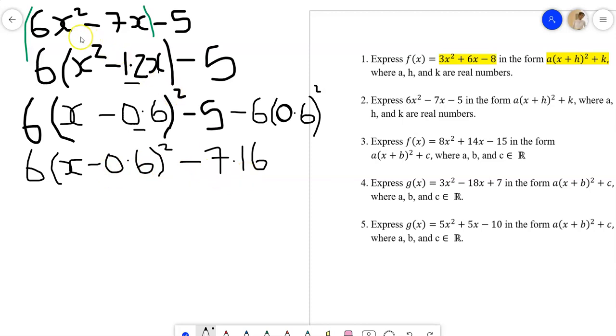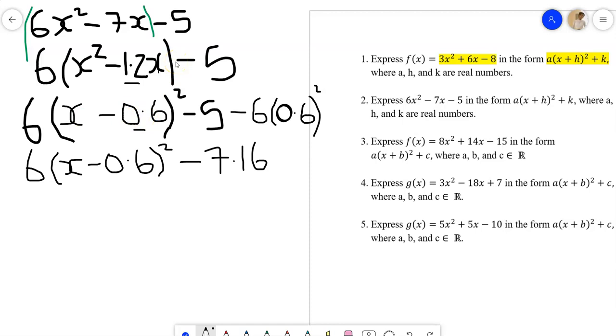So what's the first step? We divide the first two terms by the coefficient of x squared. After we've done that, then we open our bracket with the square outside, put x inside, and we divide that middle term by 2. And then we must subtract the number that we factored out multiplied by the number in the bracket squared.